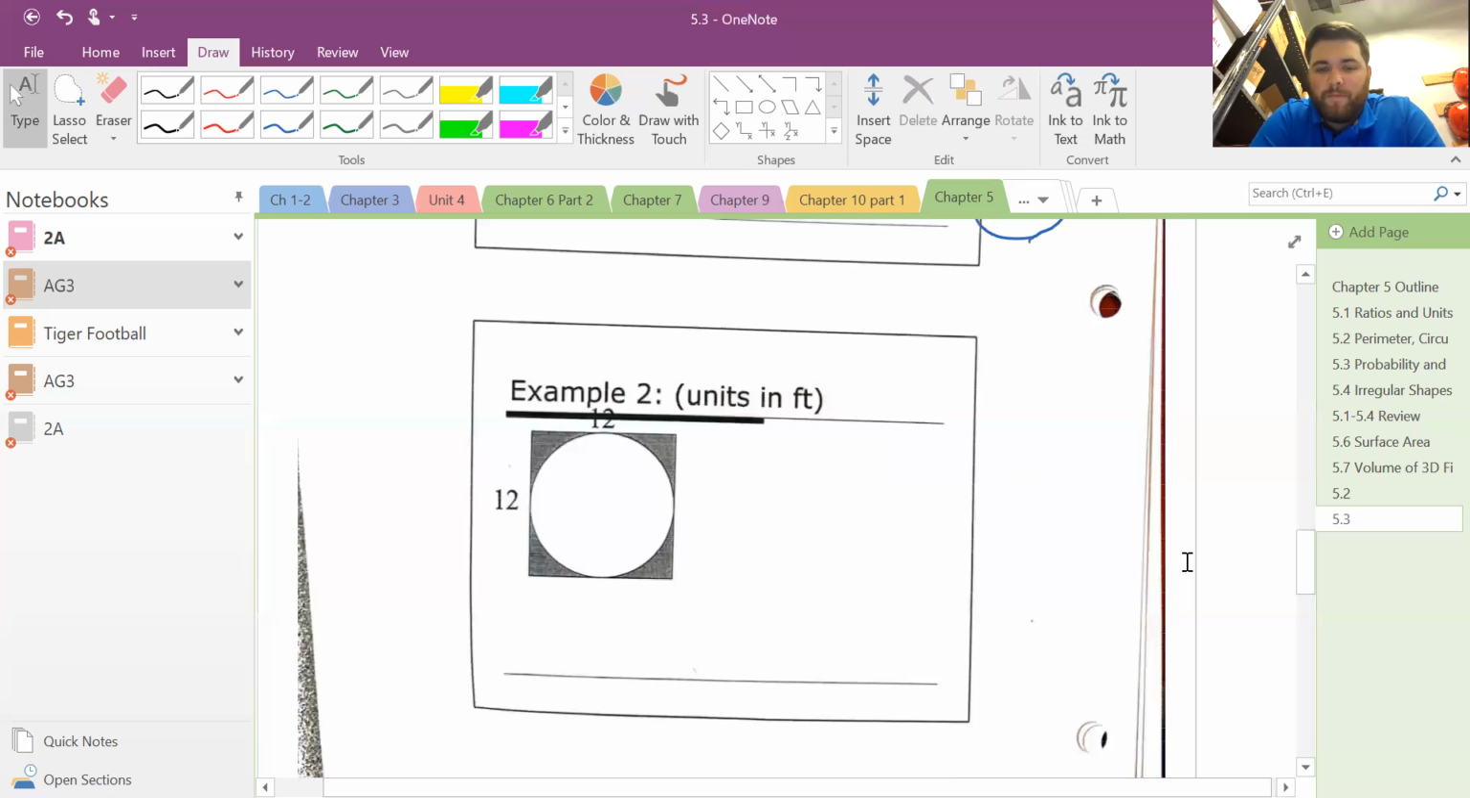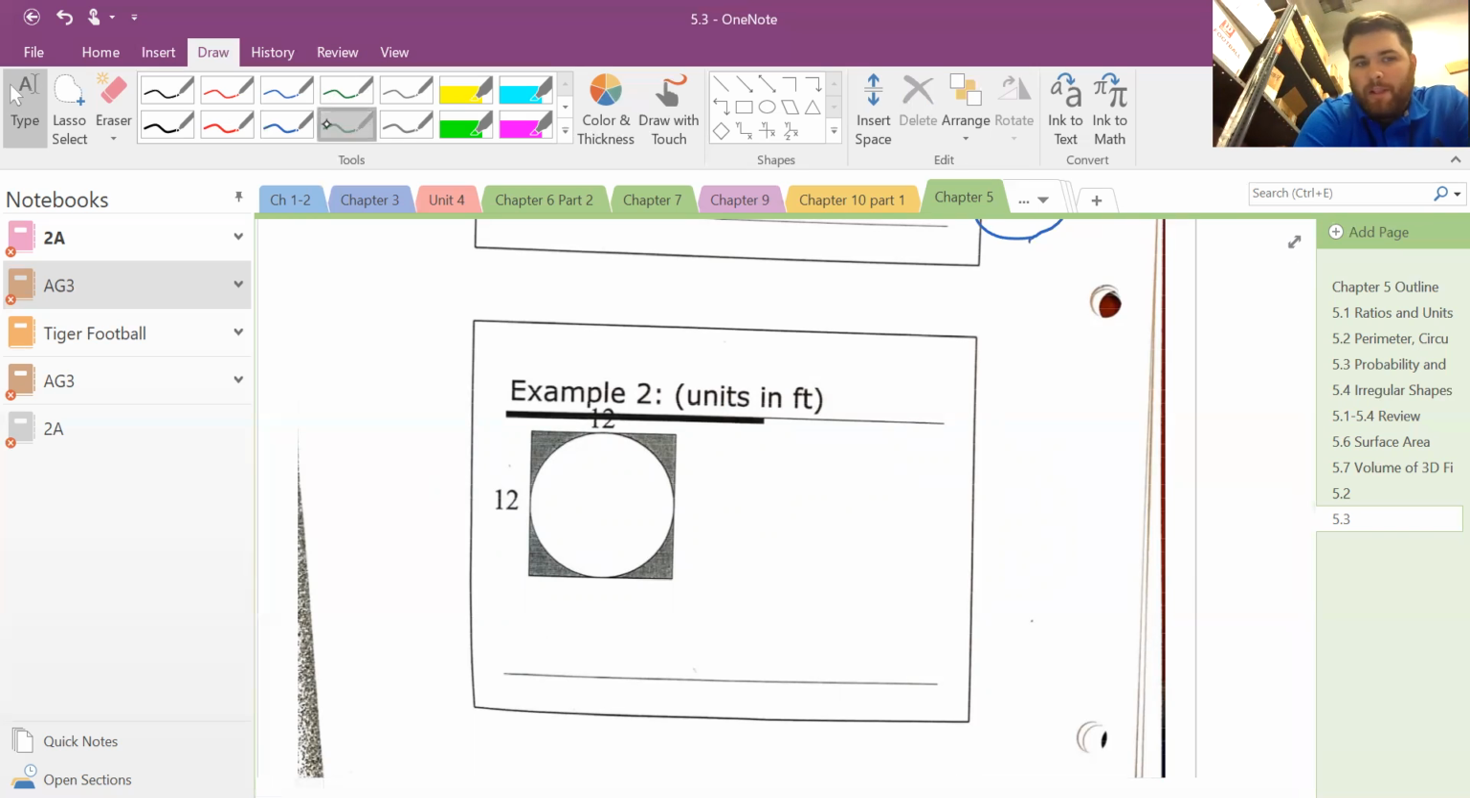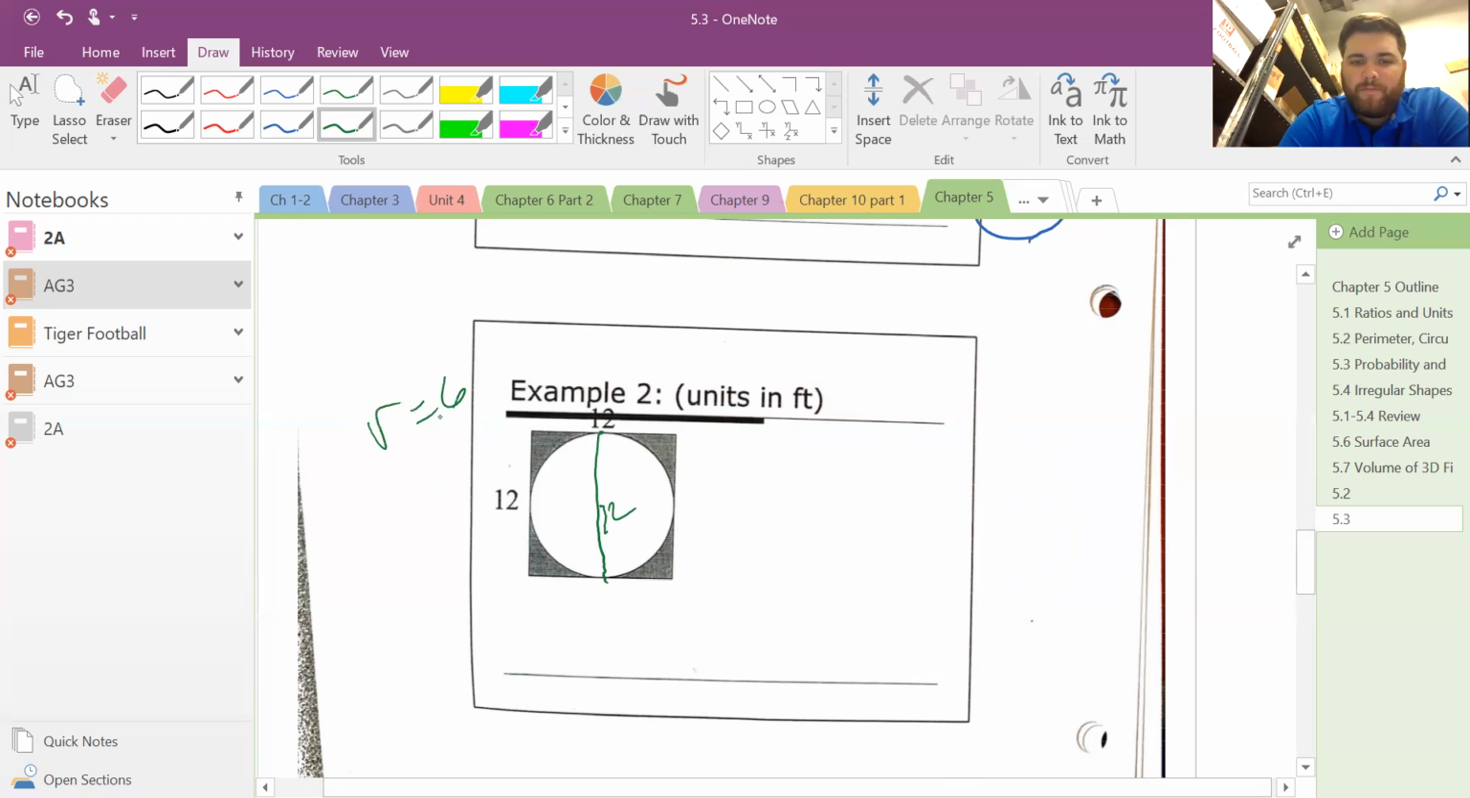Example 2. The shaded region is now the outside of the box, and you have a large circle in the middle of the box that is unshaded. This large circle's diameter is the same as the side of the box, so the diameter here is 12. That means we have a radius of 6. Once again, I want to find the desired over the total.